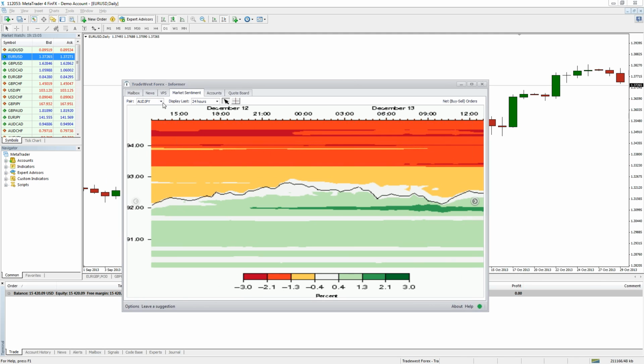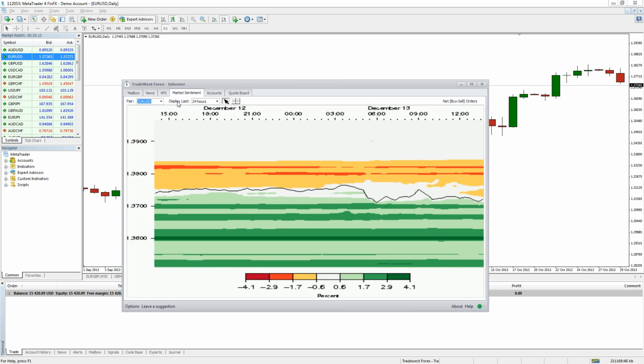When you first load this up, you'll select a pair that you want to look at. So we're on the euro-dollar. We can go down here to euro. And then you're going to display, it says display last. You can look at the last 24 hours of data, the last 7 days, or the last month. So it's not a time frame like you're used to with charts. It's an amount of time that you see in this width here. So that's 24 hours on the screen that we see from left to right. You can look at the timestamp up here and the dates and see that.